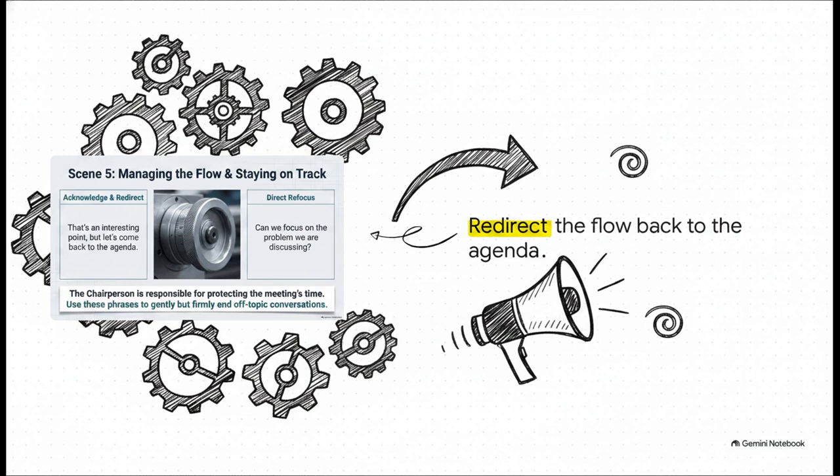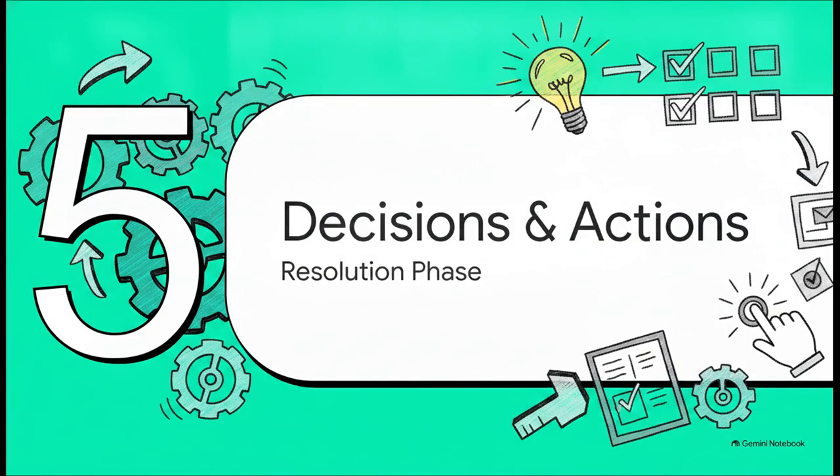You can say something like, "That's an interesting point, but let's come back to the agenda." Or, to directly refocus them, "Can we focus on the problem we are discussing?" This is an absolutely key skill for any chairperson to demonstrate. Which brings us to Section 5, reaching decisions and actions.